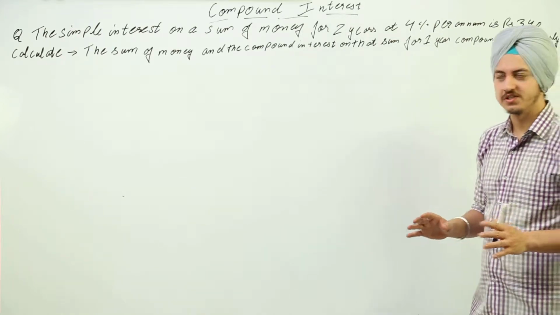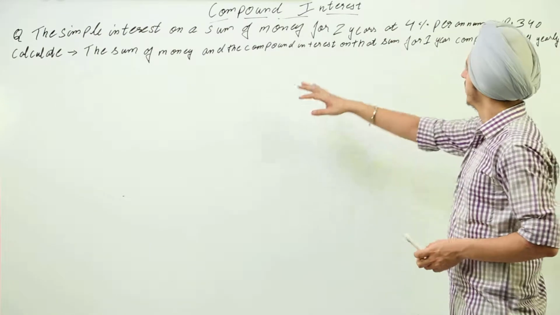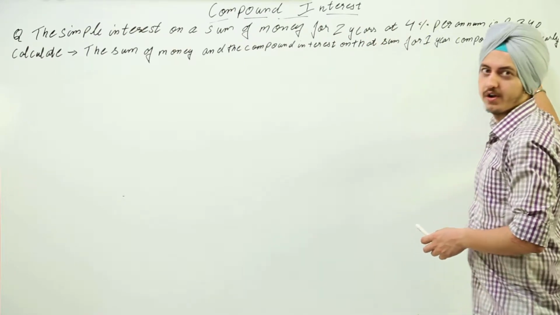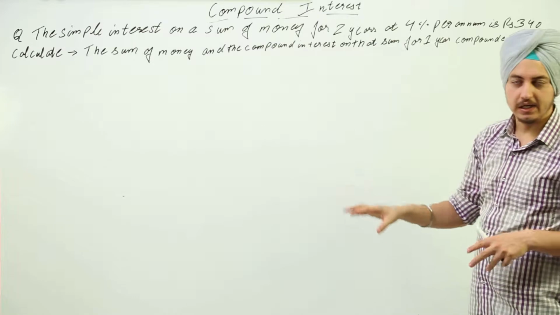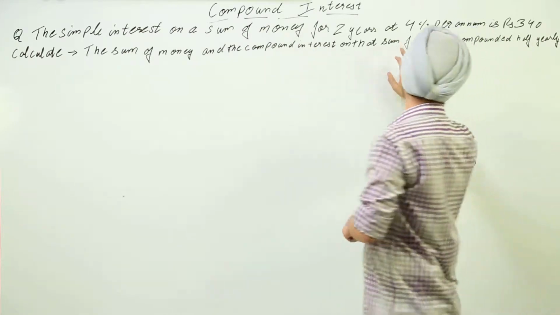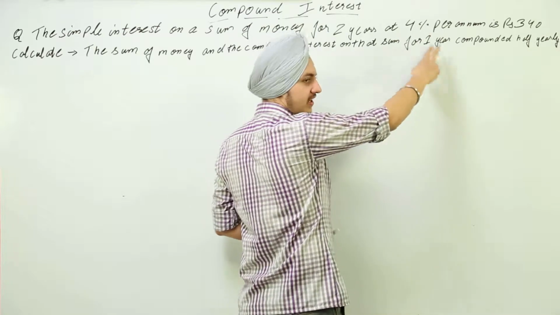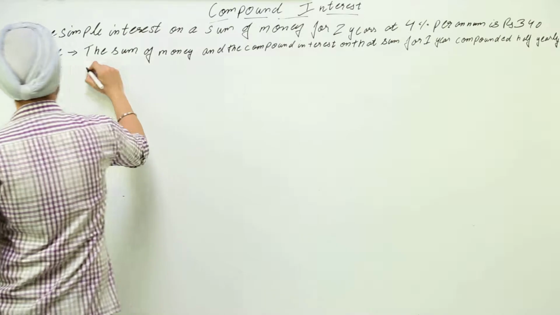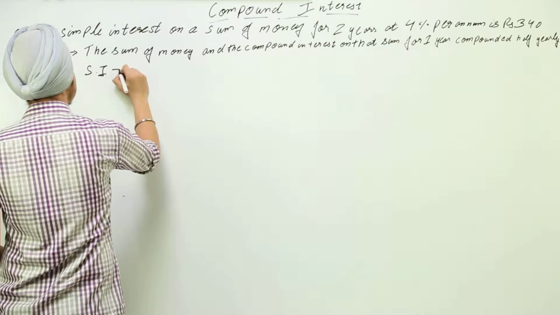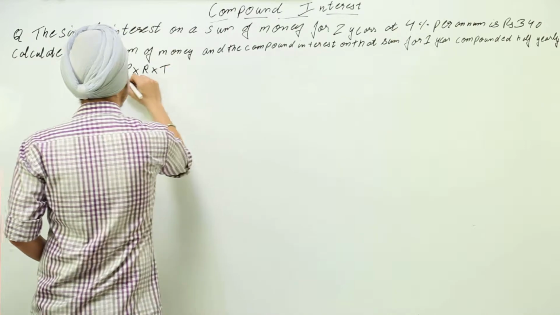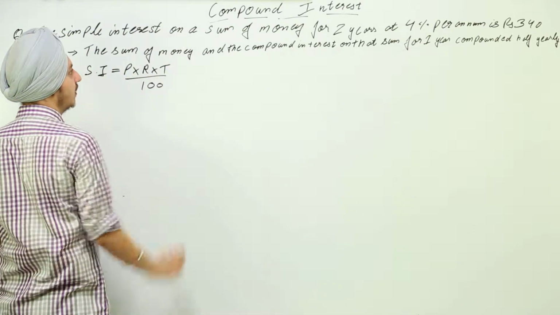Now in this question we are provided with the simple interest for 2 years on a sum of money. We have to find out the sum of money and the compound interest on the sum for 1 year compounded half yearly. So we know that the simple interest is equal to P into R into T upon 100.